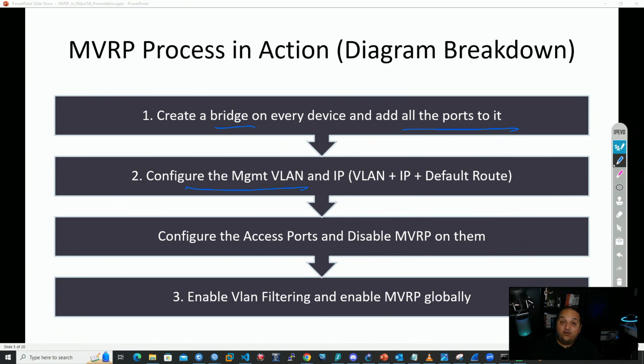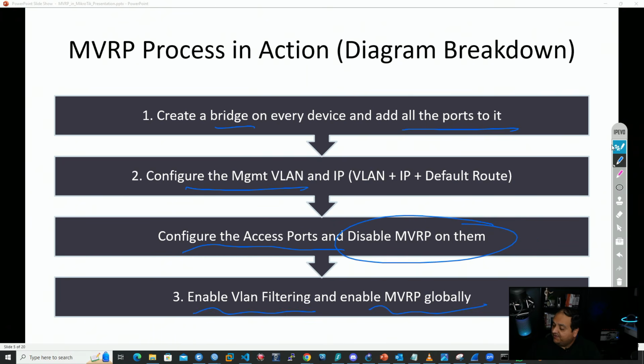Then we're going to configure the management VLAN. We want to isolate the users' traffic from the management traffic. We're going to configure all the access ports, and we're going to disable MVRP on those access ports because we don't want to be sending MVRP messages where end users will be connected. And finally, we're going to enable VLAN filtering, and we're going to enable MVRP globally.